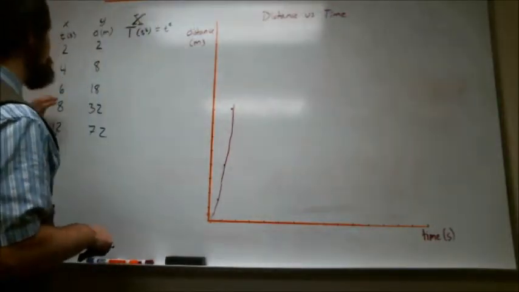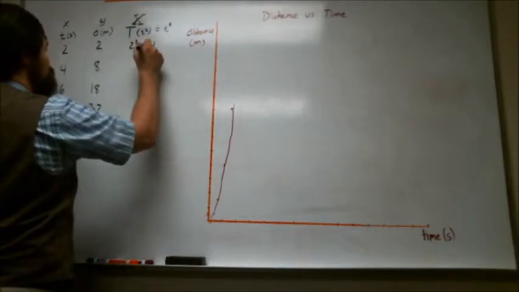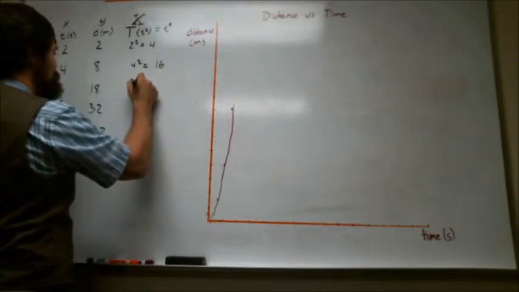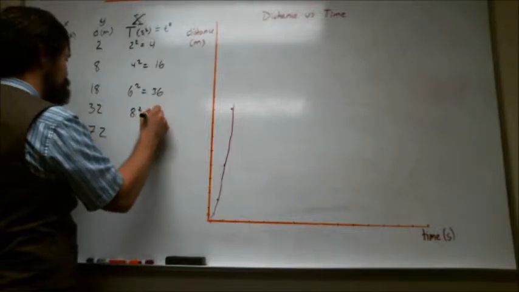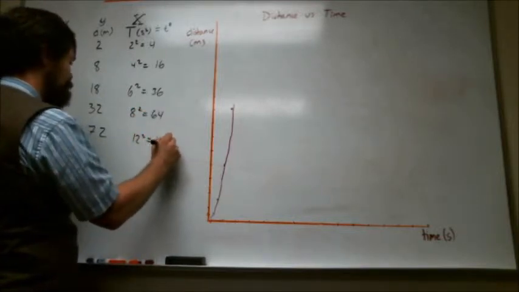So take these numbers and square them, and that's this. This is 2 squared, which is 4, 4 squared, which is 16, 6 squared, which is 36, 8 squared, which is 64, 12 squared, which is 144.